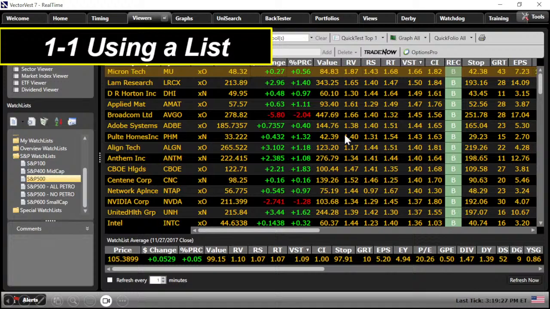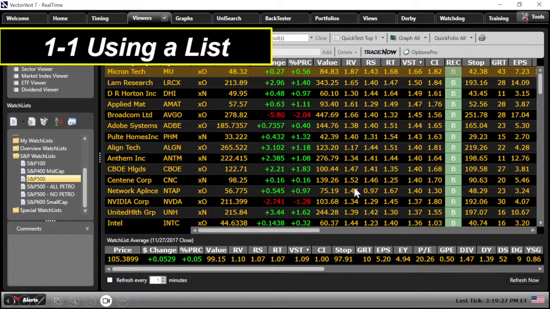You look at any list of stocks. You look at the stock viewer, for example, first. I'm just looking here at the S&P 500, and you go through the analysis. Is the stock undervalued or overvalued? How's the RV? How's the RS? Is it strong VST, earnings growth rate, earnings per share? So you're going through that analysis first on a list of stocks.